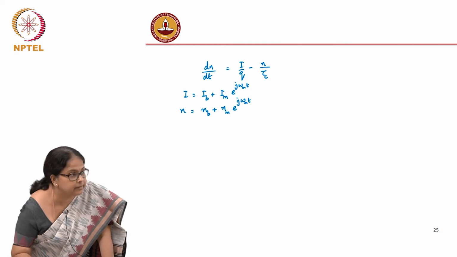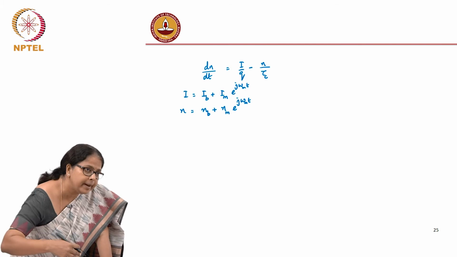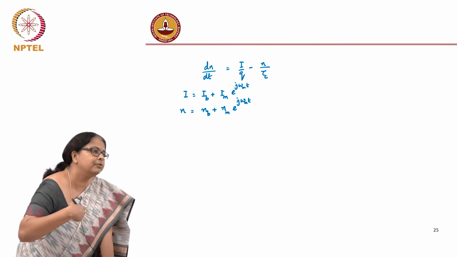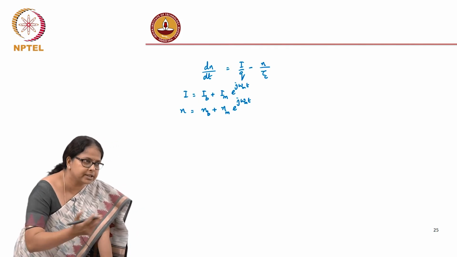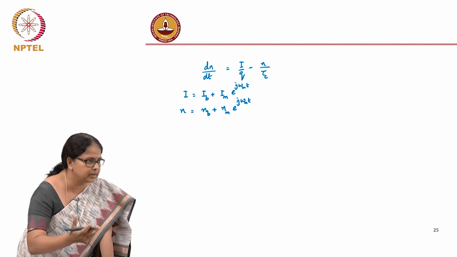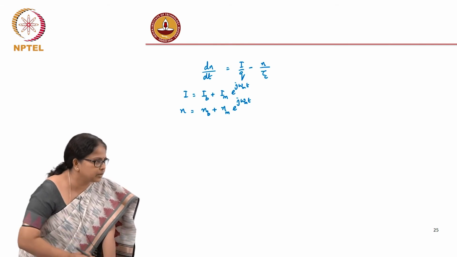I am assuming that it is giving the similar response. And once I have the carrier responding this way, obviously the photons emitted will have the same response. Okay, so we can restrict our attention to the carrier response. We say that the photon response is going to mimic the carrier density response.